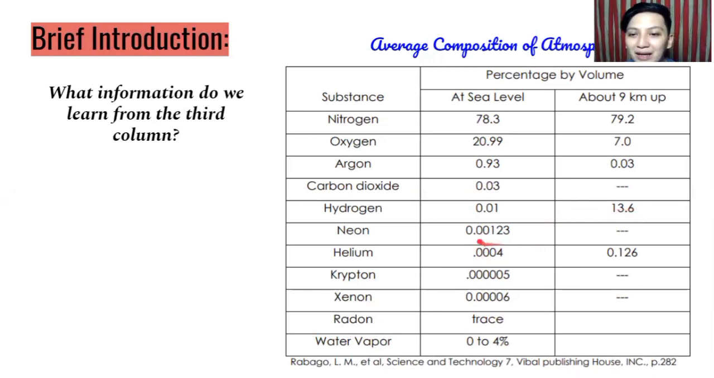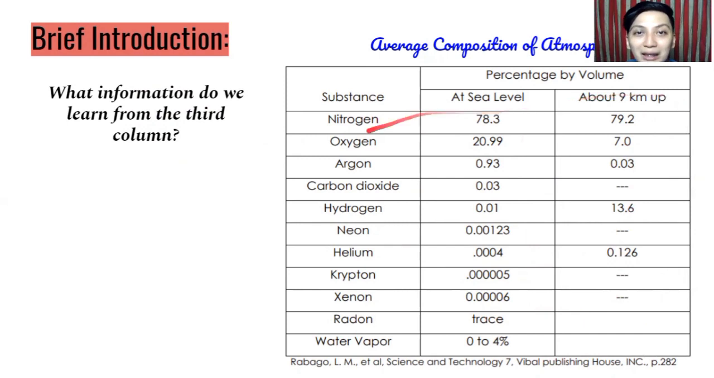Okay, then we have neon, it cannot be traced. Helium can be traced because helium, we know that this is the second lightest gas. Okay, kaya yung mga lobo na may helium gas, it will go up. So the question a while ago is, what information do we learn from the third column, which is this one?